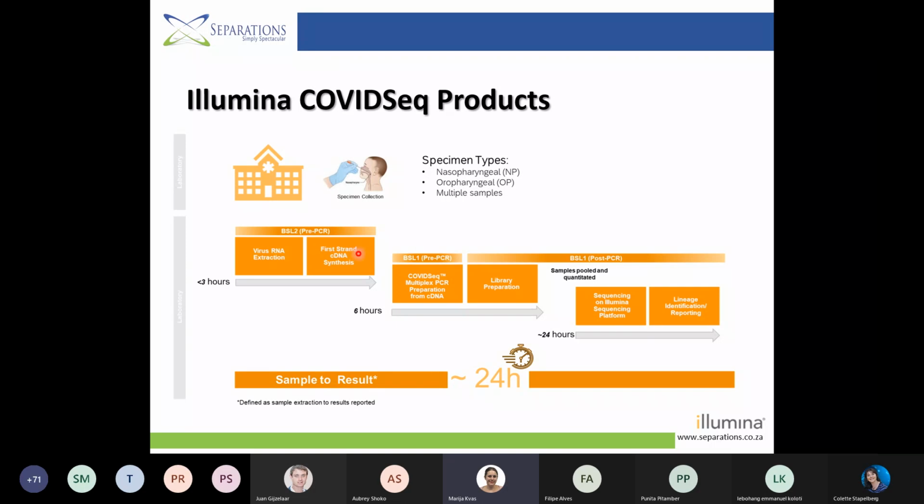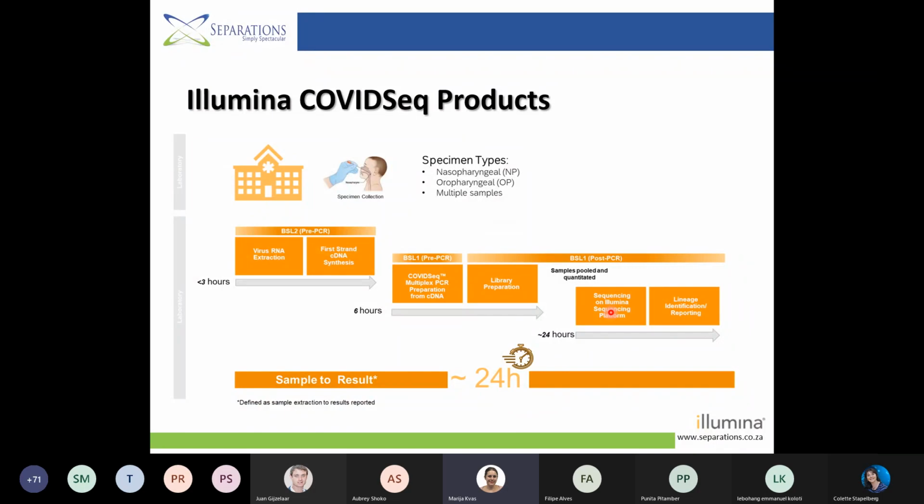You would have cDNA synthesis, then we would have two pools of these 98 primers where we would amplify a whole SARS-CoV-2. We would then proceed to further library prep steps, like adding the adapters onto those amplicons so that we can sequence it on any Illumina sequencing instrument. If you have iSeq, MiSeq, MiniSeq, NextSeq 550, 2000, NovaSeq, any of the libraries that you prep for Illumina can be sequenced on these instruments. Obviously, depending on the capacity of the instrument, right?